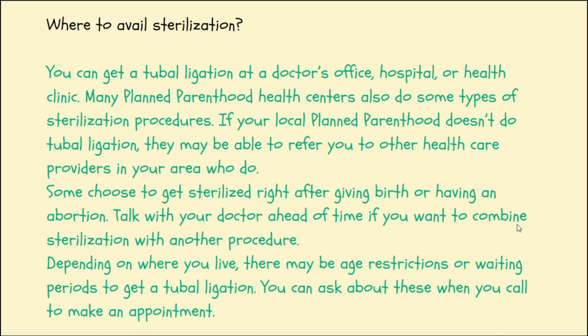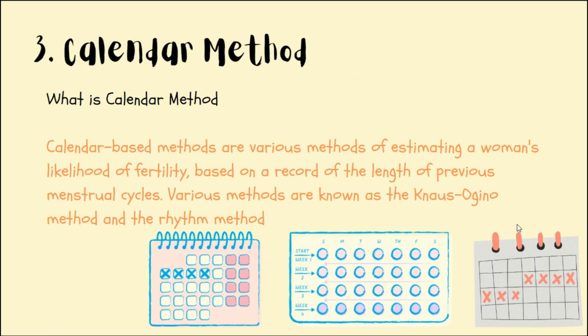Where to avail sterilization? You can get a tubal ligation at a doctor's office, hospital, or health clinic. Many Planned Parenthood health centers also do some types of sterilization procedures. If your local Planned Parenthood doesn't do tubal ligation, they may be able to refer you to other healthcare providers in your area who do.